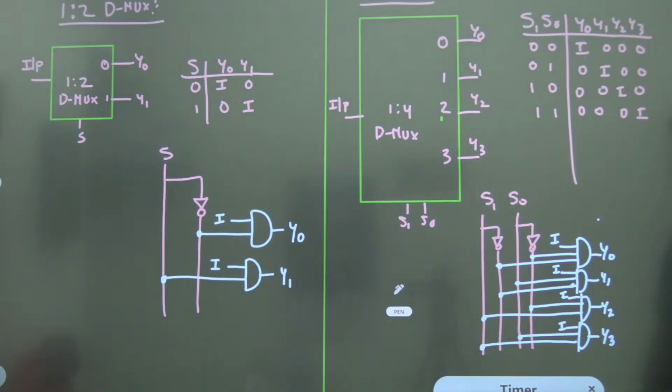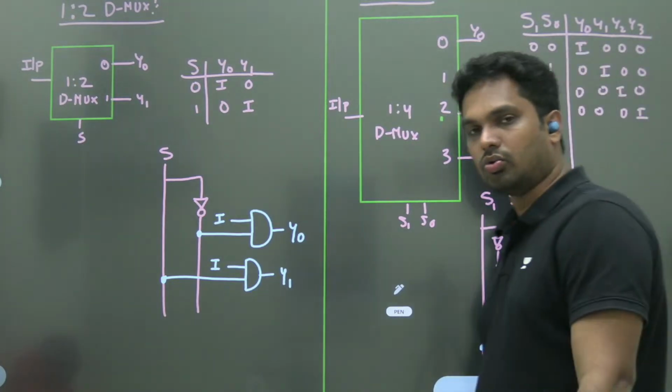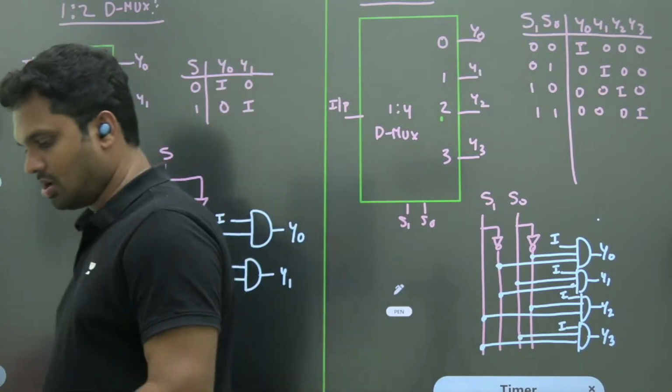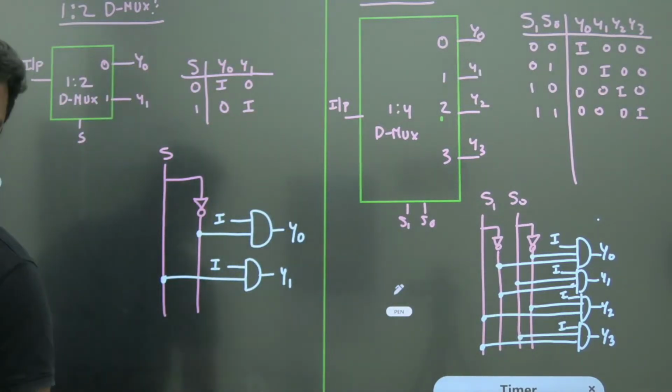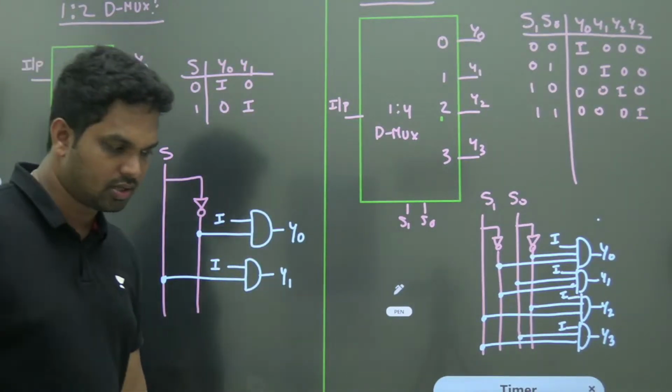Okay. So when S1, S0 are 0, 0, 0, 1, 1, 0, 1, 1, based on the selection line, the input will be transferred to any one of these four. Okay. So this is how the design is made. This is how you can make a demultiplexer. So you can implement one sort of demux with another sort of demux.